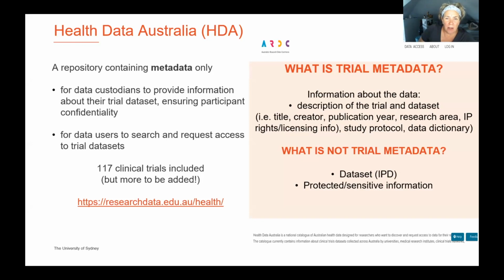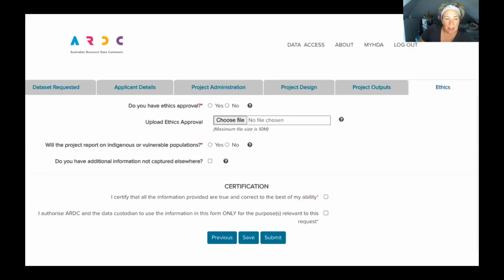So far, we've included 117 trials, but more are being added literally daily. This is what you see when you go in. As a trialist, you can decide whether or not you've got ethics approval. You can upload your file. You can declare whether or not there's vulnerable populations that might need special consideration, and any other information. And you can move across the tabs at the top here as well.